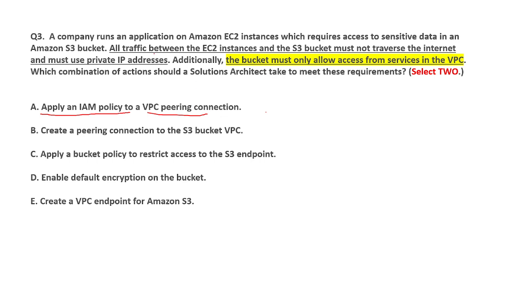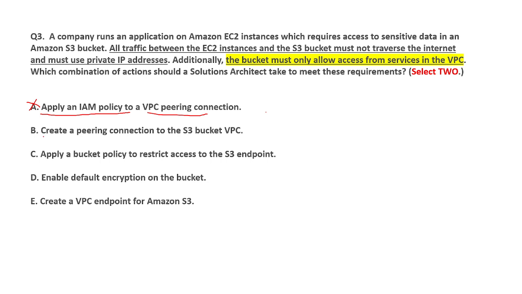The question is again similar to the previous one. You can see the EC2 instance. The traffic between the EC2 instance and the S3 bucket must not be transferred over the internet and must use private addresses. So the bucket must only allow access from services in the VPC. So the EC2 should be part of the VPC. So same thing, this is a different one. The A is out.